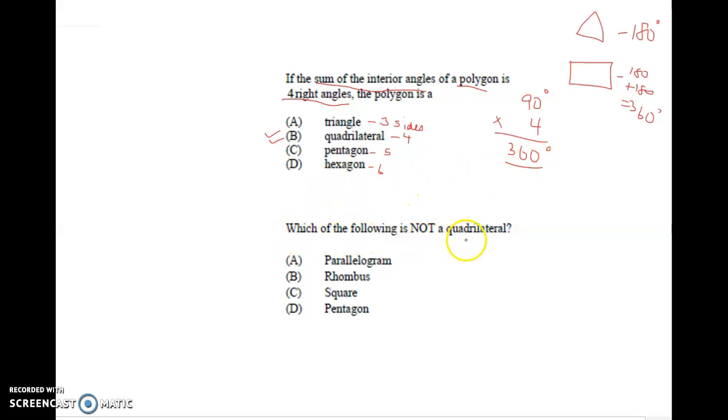Which of the following is not a quadrilateral? Alright, again, we just learned that a quadrilateral is a four-sided shape. You see that word pentagon there? We just learned what a pentagon is. A pentagon is a five-sided shape. So this is not a quadrilateral, right off the bat, right? You know what a square is? Square is 4 sides, rhombus, 4 sides, and parallelogram, 4 sides, right? So you needed to know what is a quadrilateral, and you had to remember that a pentagon is actually 5 sides. Quadrilateral is 4 sides, pentagon is 5 sides.